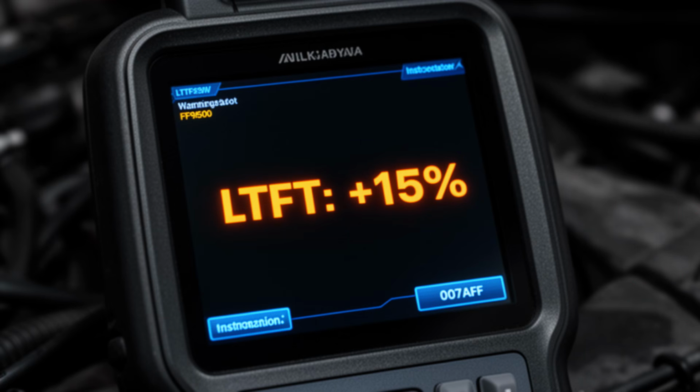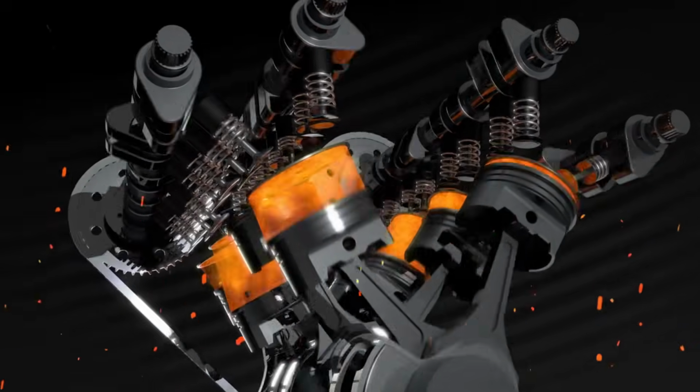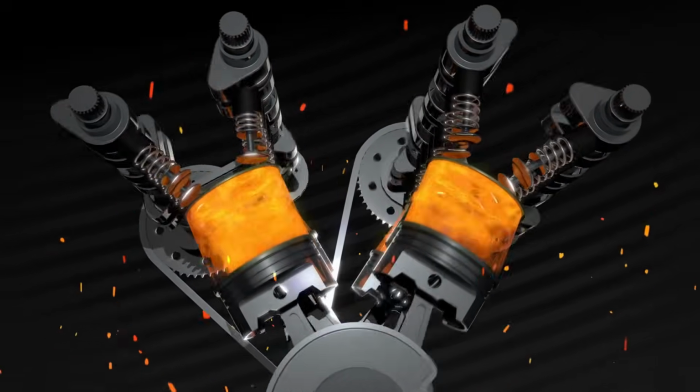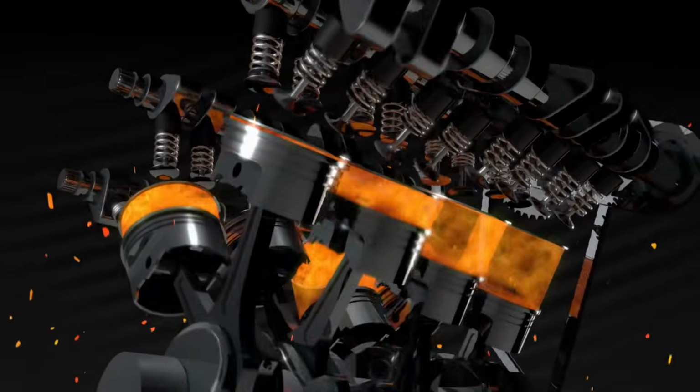This is what the scanner shows on a car with a fouled MAF. Long-term fuel trim value sitting at positive 10, 12, 15%. Not rich enough to cause a misfire. Not rich enough to foul the spark plugs immediately, but rich enough to consume 10 to 15% more fuel per mile than the engine requires.